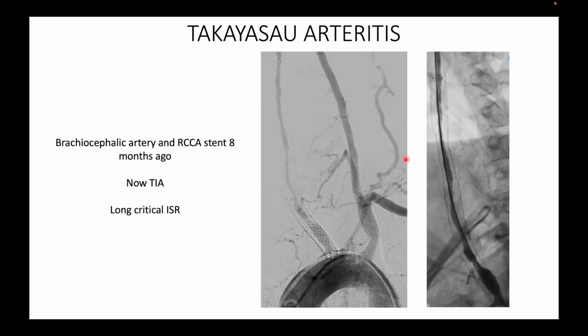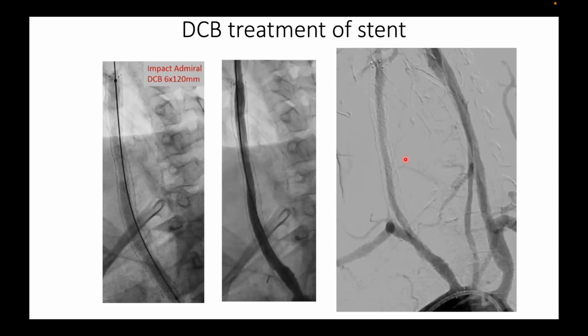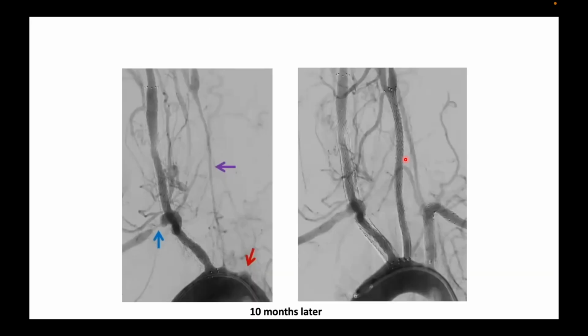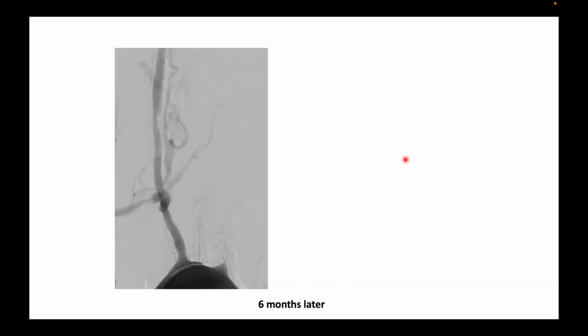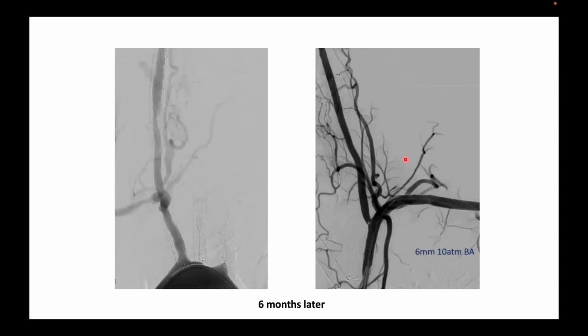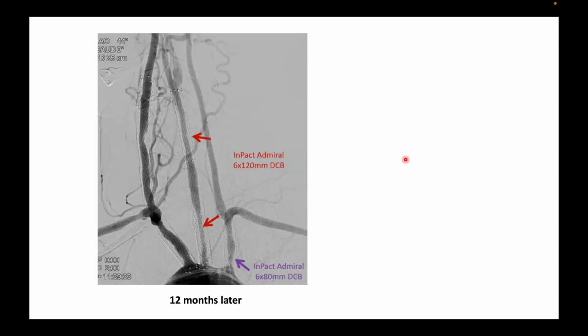Now, Takayasu arteritis is a difficult vasculitic issue to deal with. I just wanted to show you this case which was shown in one of the conferences from India, where they had to do multiple stentings, and all I want to show you is that despite repeated attempts with stents and drug-coated balloons, no matter what they did, it kept coming back and back and back with restenosis. And look at the number of times they had to do it. Every time the stents would occlude, and they would have to do something again and again.